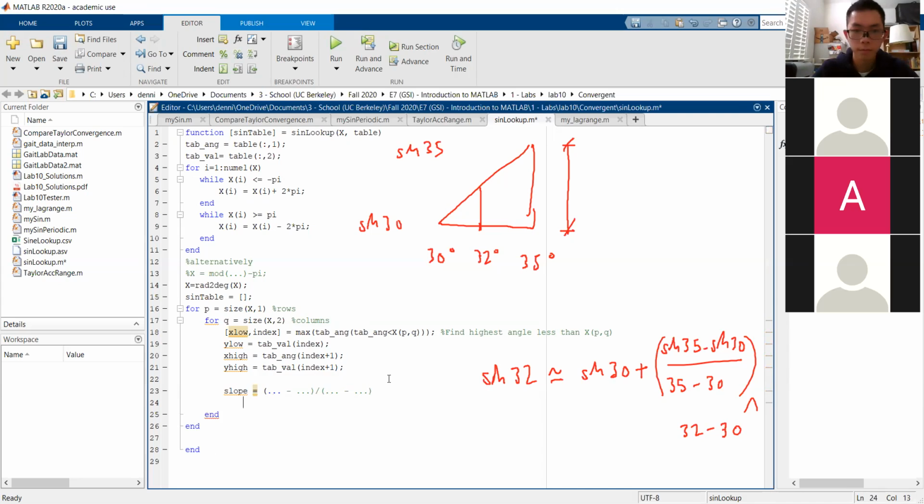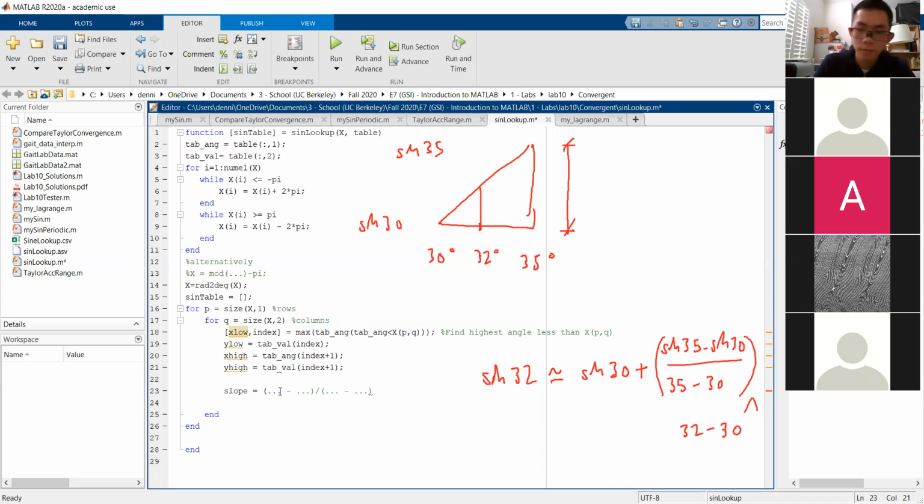I was gonna say just like m equals y high minus y low over x high minus x low. And then you could do like yx equals y low times m times x minus x low. Oh, let me catch up. X high and X low. Like that? All right, what next?